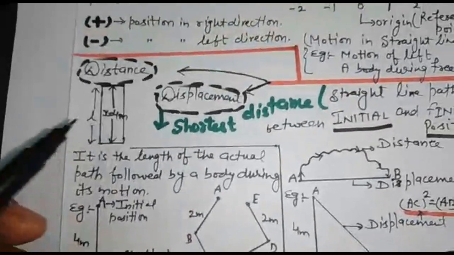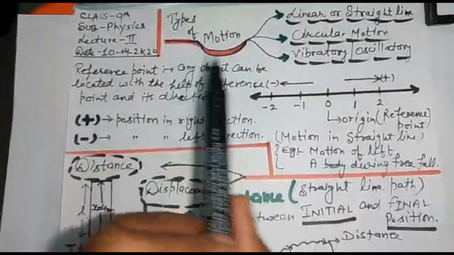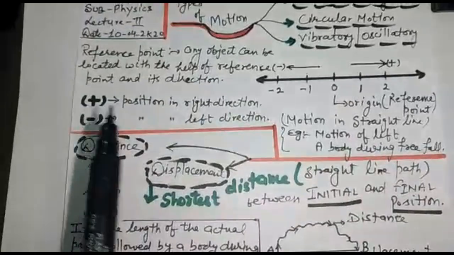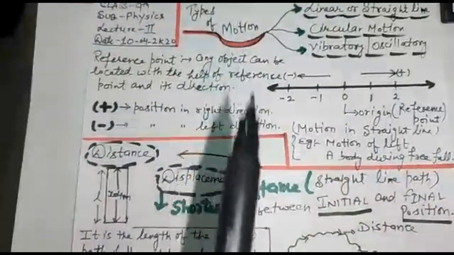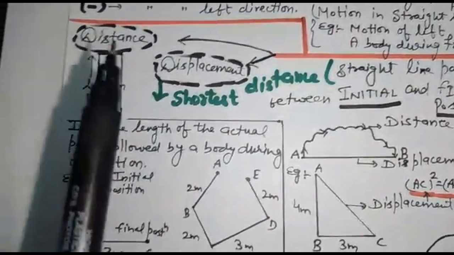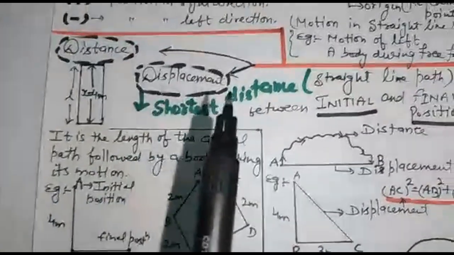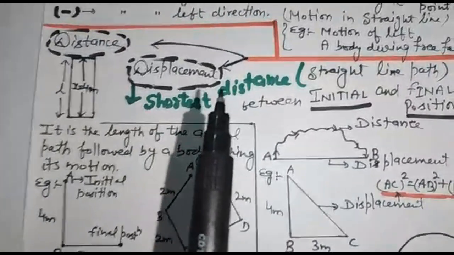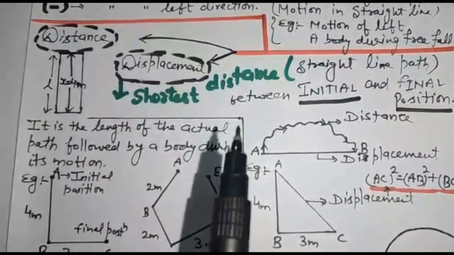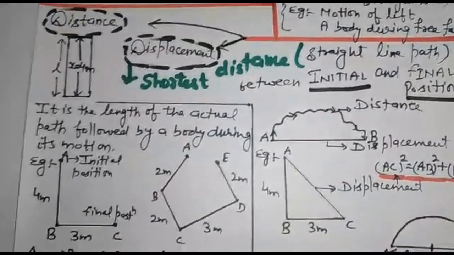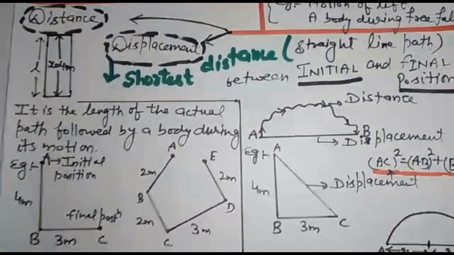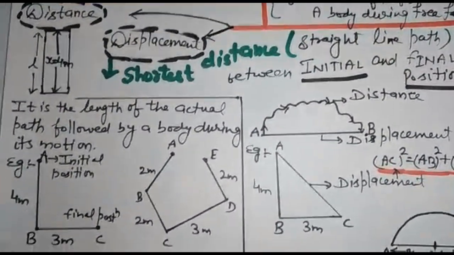Okay, so today we discussed types of motion: linear or straight line motion, circular motion, vibratory motion, and also some examples of all these types of motion. Distance is the length of the actual path traveled by the body, it depends on the path traveled by the body. Displacement is the shortest distance between the initial and final position of the object, and it can be 0, positive, or negative, whereas distance can never be 0 or negative if the body moves. Understand this concept. If a body moves, distance cannot be 0 or negative.